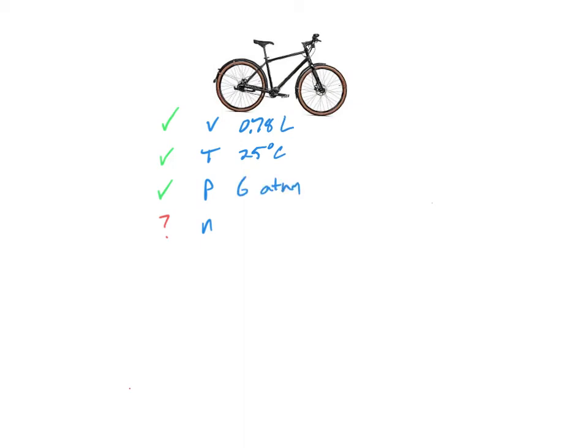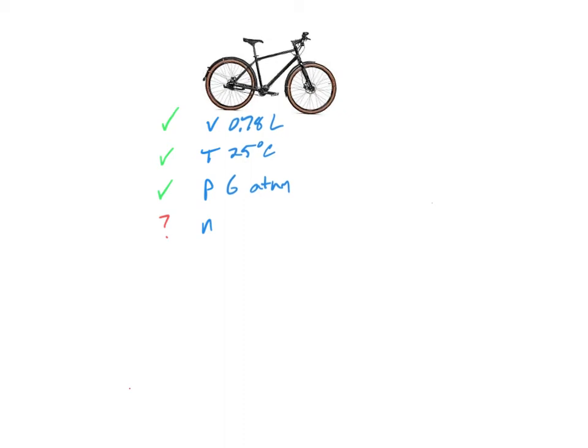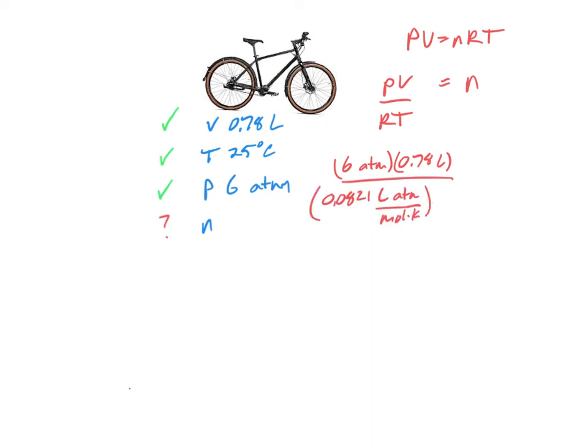Now we can use the ideal gas law to figure out how many moles of gas are in that bicycle tire. I'm going to write down the ideal gas equation first. And because we're solving for moles and we know that's what we're looking for, I'm going to solve the ideal gas equation for N first. And now that I've done that, I'm going to go ahead and plug in the values. My pressure is 6 atmospheres. My volume is 0.78 liters. And the product of those values is divided by the ideal gas constant R. And that ideal gas constant in the denominator is multiplied by temperature. And our temperature is 25 degrees Celsius.